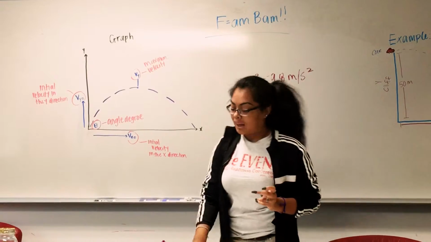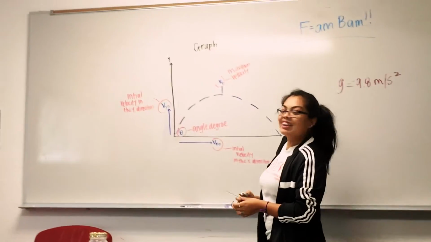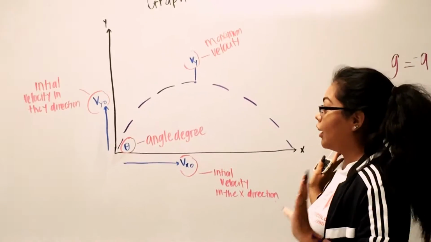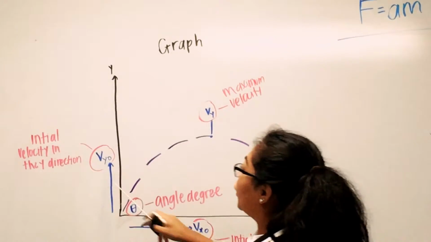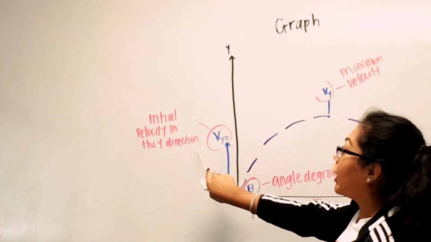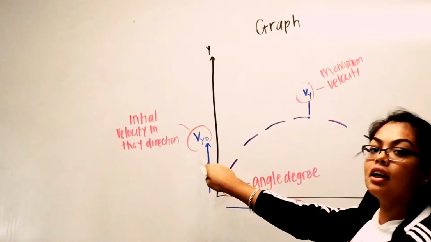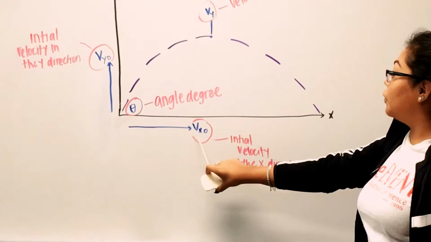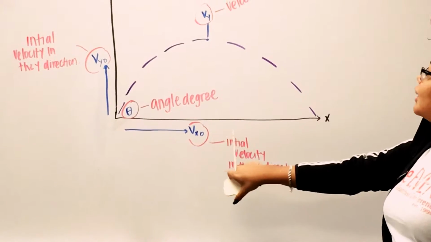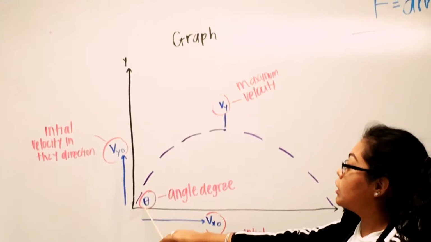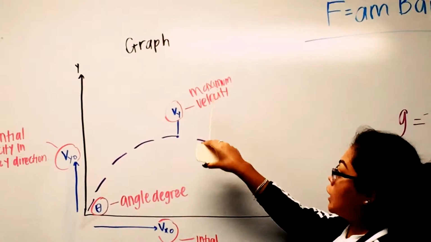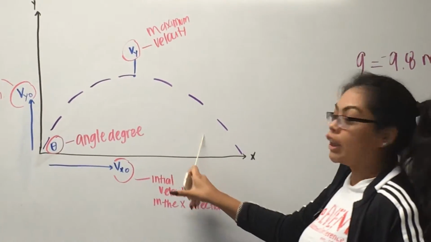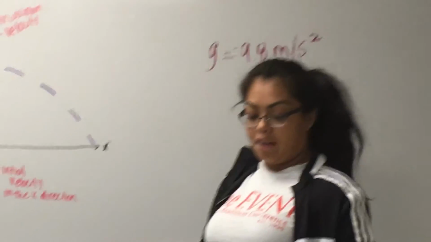Alright, here I have a graph explaining the parts of projectile motion graphs. So here's your initial velocity in the y direction, which is vy naught. Here's your initial velocity in the x direction, which is vx naught. And this is your angle of degree, which is theta. And then here's your maximum velocity, which is v top. And this is the general shape of projection for the object.